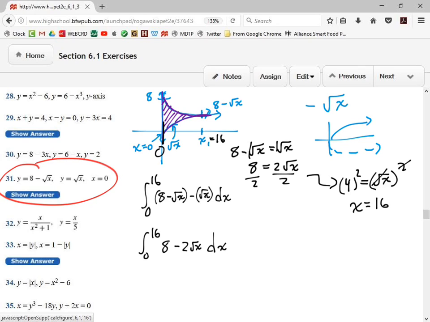I could take a 2 out. I could put a 2 out right here, make this into a 4, and make this into a 1. You could do that, but I'm not going to because I don't think it's necessary. So the antiderivative of 8 would be 8x.